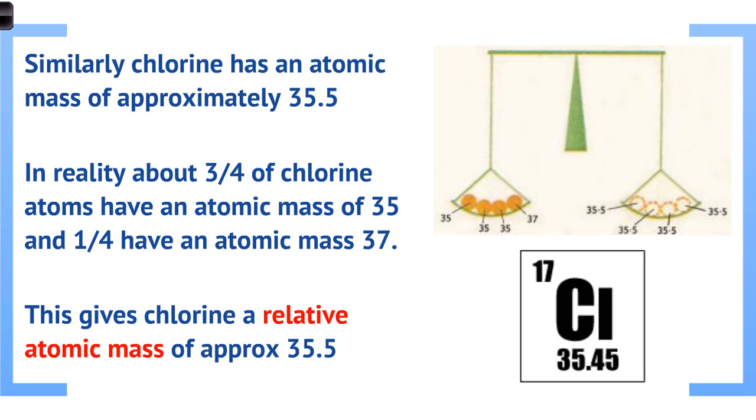So sometimes even when it's rounded, it's left at 35.5. It doesn't mean there's half a neutron in there. It means some of them have fewer neutrons and some of them have a couple more. And that's why the average comes out at 35.5.